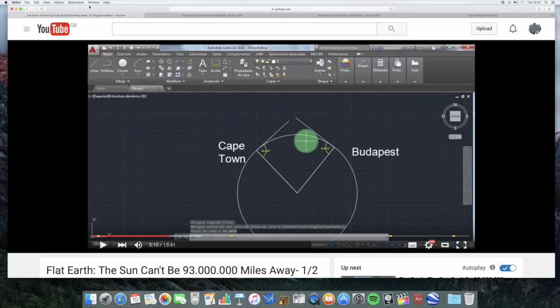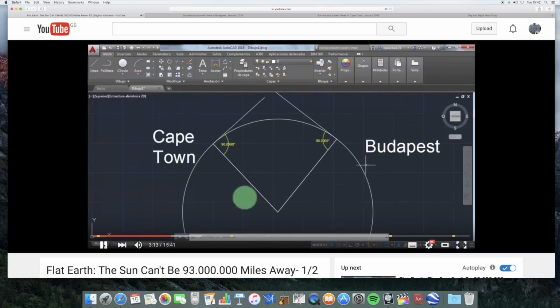So what he's doing is he's started, as you can see, with a diagram of the Earth as a spherical Earth with Cape Town and Budapest marked on it. And he's done it to scale, so it's all nice and mathematical. So he's got the distance from Cape Town to Budapest in scale. And what he's going to do is work out the angle of elevation of the sun at the two locations and use that to try and estimate how far away the sun is. So I'll just let you watch what he does for a couple of minutes, and then we'll talk about it.